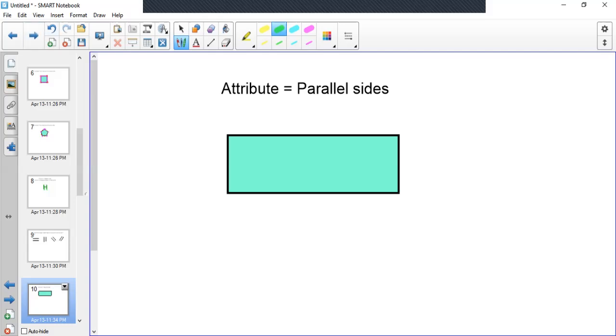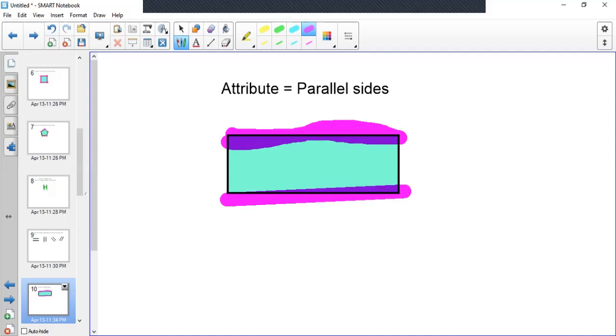Let's see if we can identify the attribute of parallel lines with this rectangle. How many sets of parallel lines can you identify? Excellent job. You should see 2 sets of parallel lines. Here's one set, which is top and bottom. And here's another set, which is left and right.